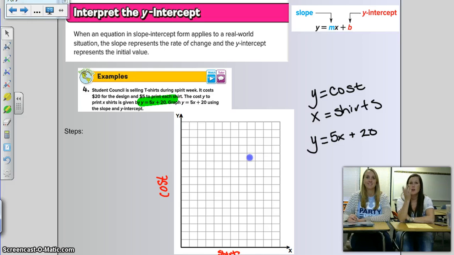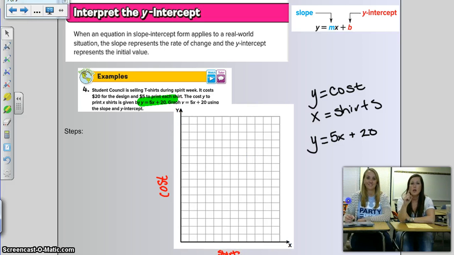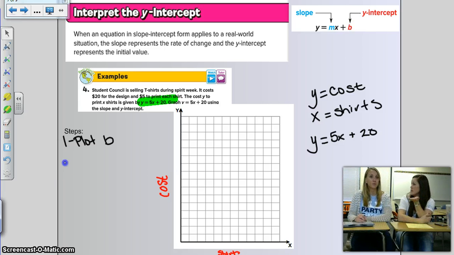Now, steps on the left side. Step 1, plot your y-intercept. Put a dot for your y-intercept. So can I say plot b? Sure. B stands for y-intercept. My y-intercept in this case is 20.